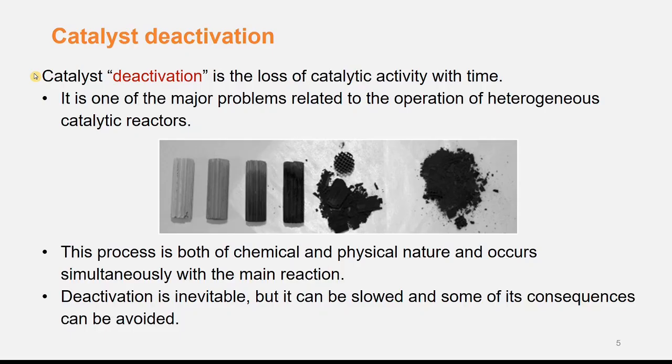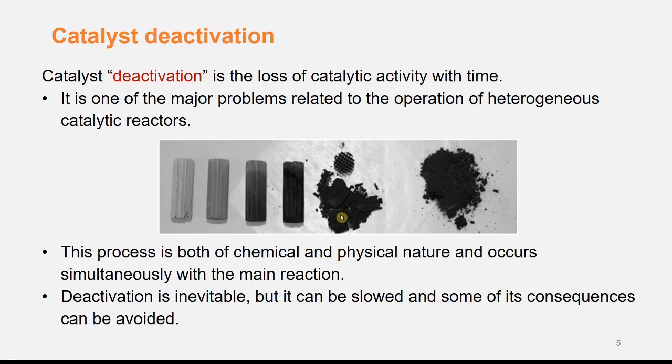So catalyst deactivation is defined as the loss of catalytic activity with time, and it is one of the major problems related to the operation of heterogeneous catalytic reactors. This diagram shows one type of catalyst deactivation. We have a monolith undergoing what is known as coking. It is a process by which carbon atoms are deposited in the pores and on the active sites of the catalyst. You can see that catalyst deactivation can also be a physical process.